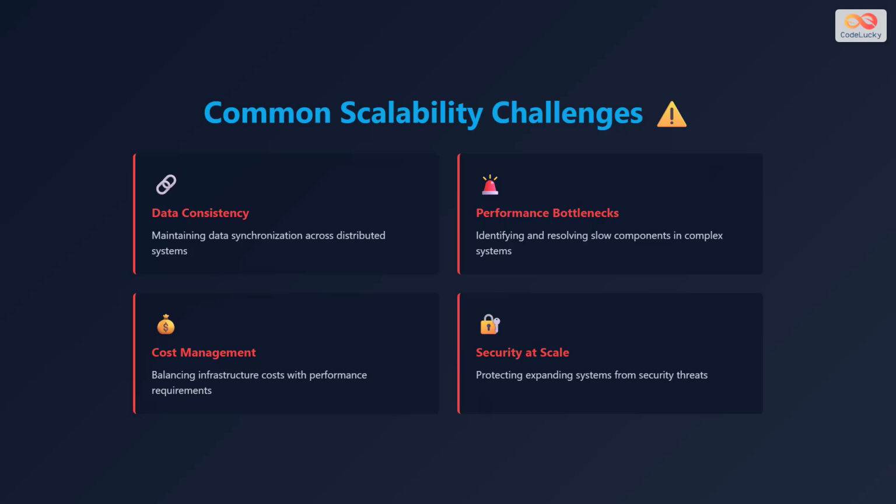Even with best practices, there are challenges when scaling systems. Data consistency is difficult because keeping data in sync across multiple servers is complex. Performance bottlenecks can appear anywhere in your system, and finding them requires careful analysis. Cost management becomes critical because adding more servers increases expenses significantly. And security at scale is challenging because protecting a large distributed system from threats is harder than protecting a single server. Understanding these challenges helps you prepare for them.